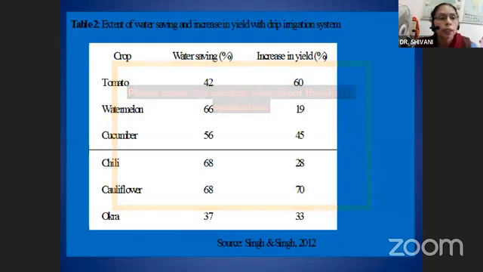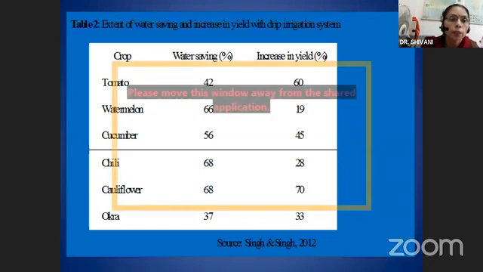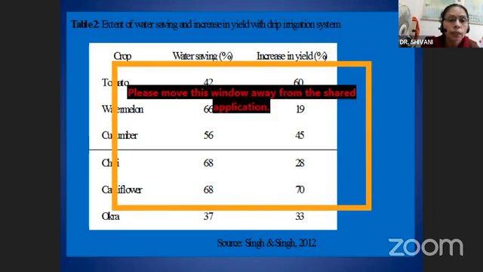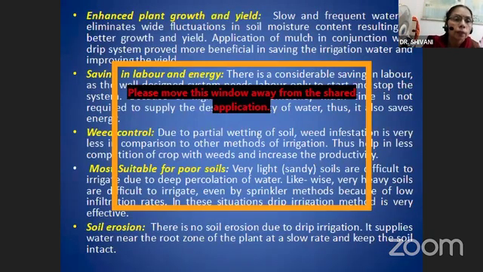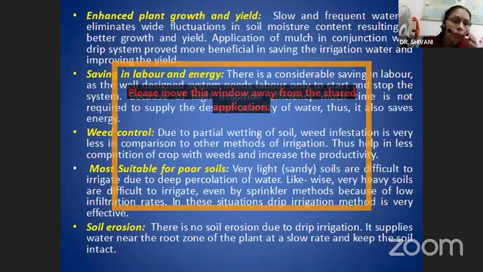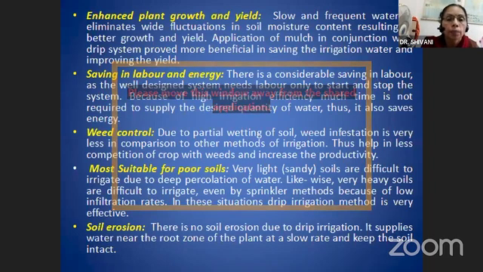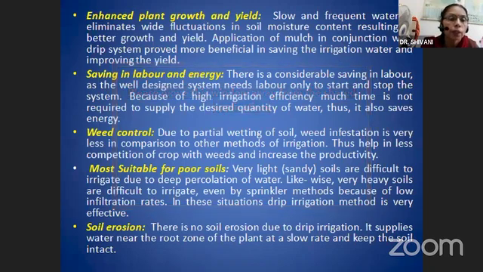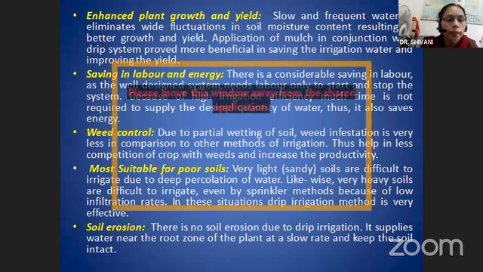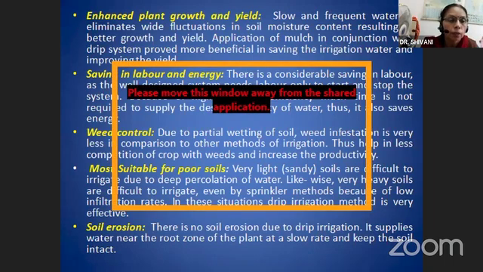In this slide, you can see how much water we can save, and the extent of increase in yield with the drip irrigation system. In all the crops, tomato, watermelon, cucumber, chili, cauliflower, okra, we can see that water is saved, and at the same time there is an increase in yield percent. Not only is water saved through drip irrigation, but it also enhances plant growth, as I told earlier, because application of mulch in conjunction with drip irrigation is very beneficial in saving irrigation water, and thus improving the yield. Then it is very beneficial as it saves labor and energy, and therefore it minimizes the cost of cultivation.